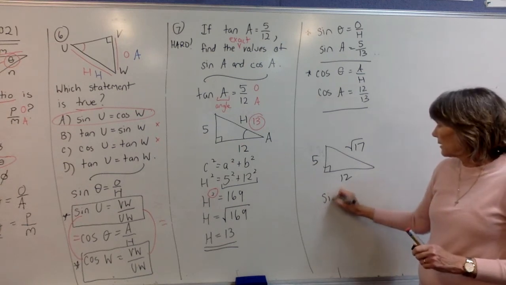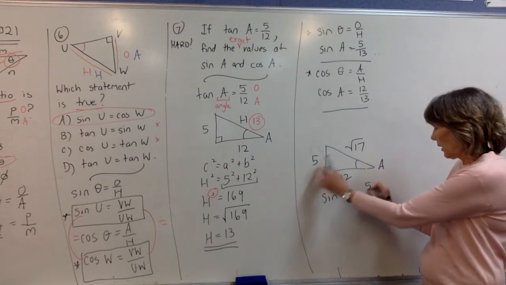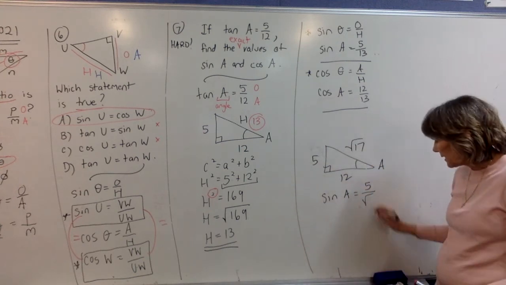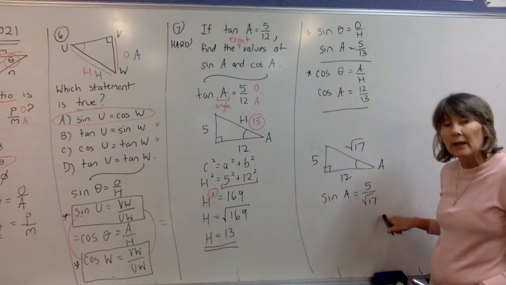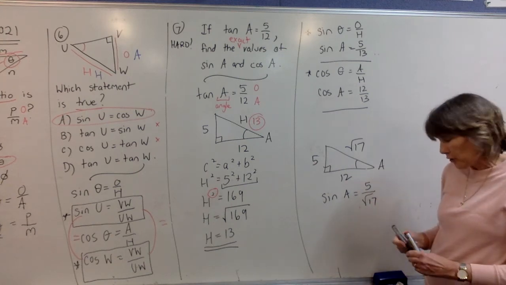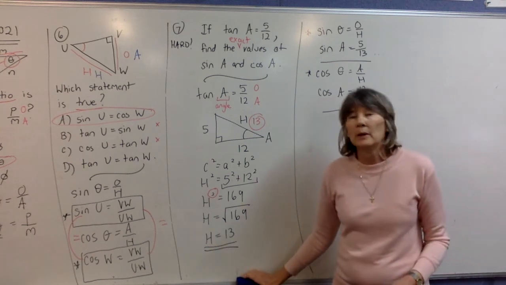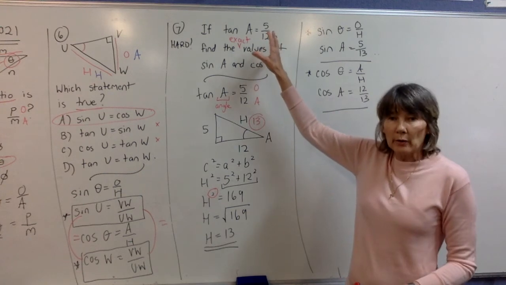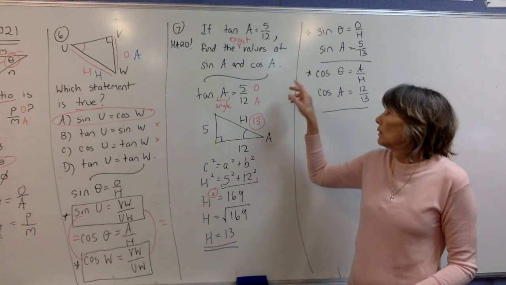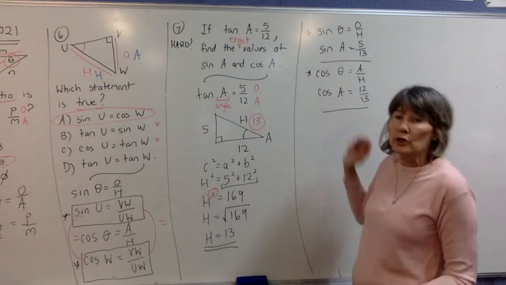Then when you went to write down sine A, you would have gone opposite over hypotenuse. Now, you're not going to get that exact answer with that surd in it, doing it any other way. Okay, so to get those surds in those answers, you have to do it the way I've just told you to do it. All right, so remember what we do. If you've been given a trig ratio and you're asked to find other trig ratios, you draw a triangle, you find the missing side, and then you find the ratios you need.